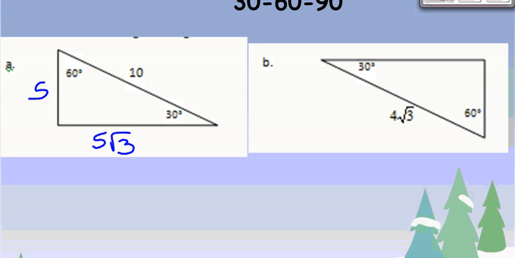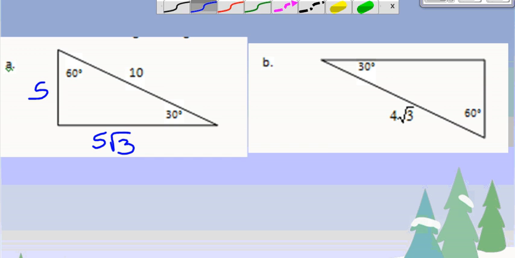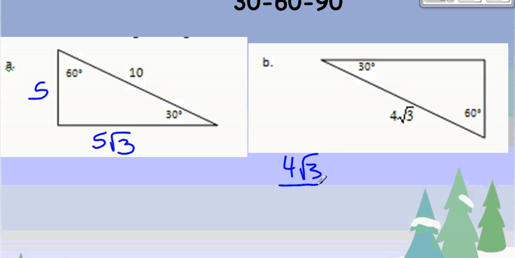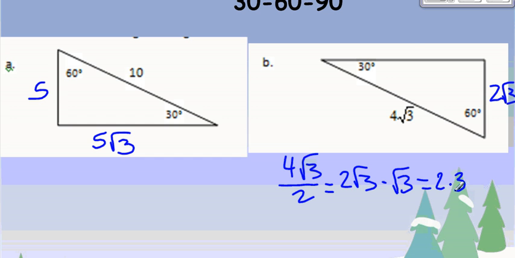All right, so for A, you should have gotten 5 and 5 square root of 3. Okay, now let's look at B. We're given the hypotenuse, right? It's across from the right angle. So we're going to divide it by 2 in order to find our short leg, which gives us 2 square root of 3 for our short leg. That's always across from our 30-degree angle. Okay, and then we're going to multiply 2 square root of 3 by the square root of 3 in order to find our long leg. So we're going to get 2 times 3, which will give us 6.